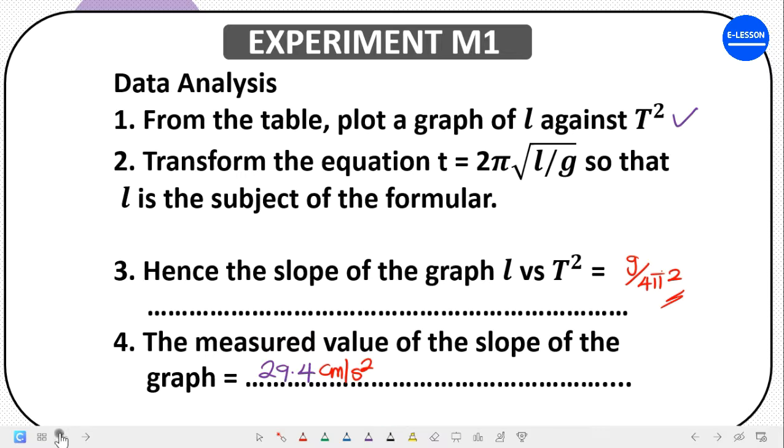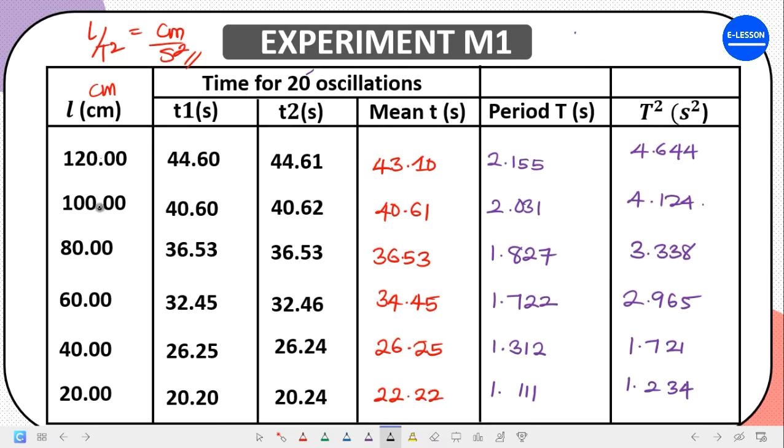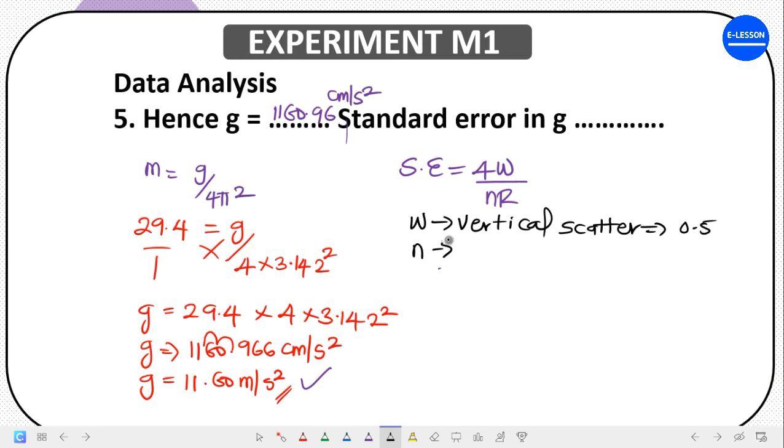Now the number of points can easily be calculated from here. 1, 2, 3, 4, 5, 6 points. So you come here and say your N is equal to 6. Then we have our range. Are you getting it? Now what is the range?